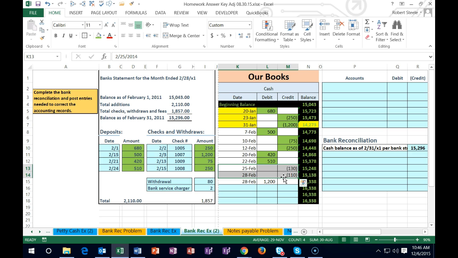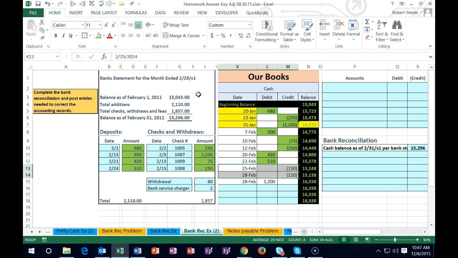Maybe they just haven't gotten cashed and cleared the bank yet. How could we check that? Well, it's probably the case that we're doing this bank reconciliation sometime in March, because we would have had to receive this bank statement before we could start doing the reconciliation.